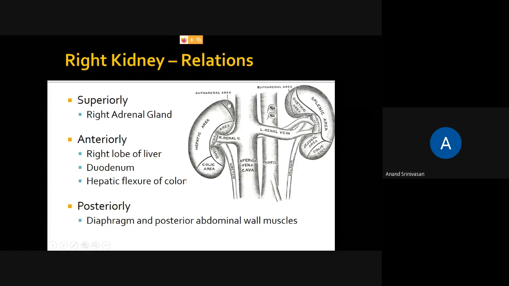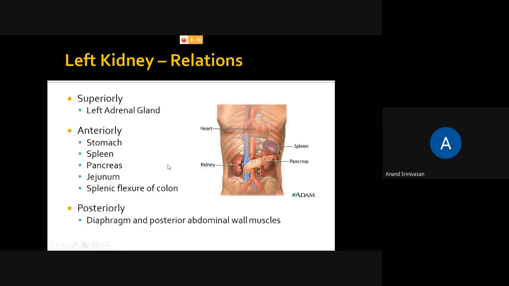Whereas in the right only three parts: liver, duodenum, and the hepatic flexure. Here stomach, pancreas, jejunum, splenic flexure, and the spleen. So these are the structures located anterior to the left kidney.